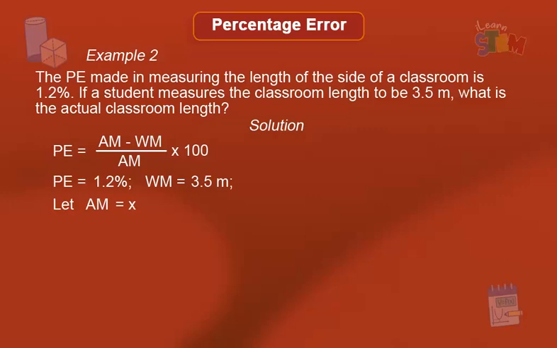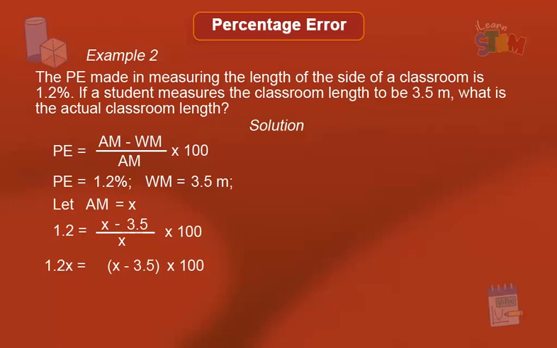Now we will substitute the given values into the formula. The percentage error is 1.2 equals actual measurement is X, subtracted from the wrong measurement, which is 3.5, divided by the actual measurement, X, multiplied by 100. Let's simplify this equation by cross-multiplying. This gives us 1.2 multiplied by X is 1.2x, equals X minus 3.5, multiplied by 100.